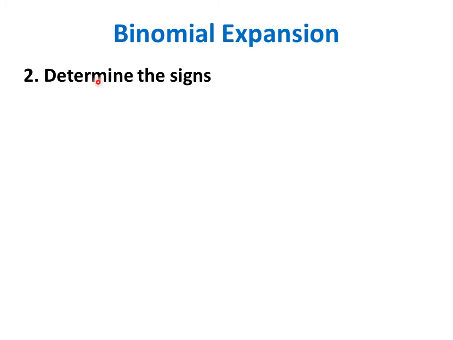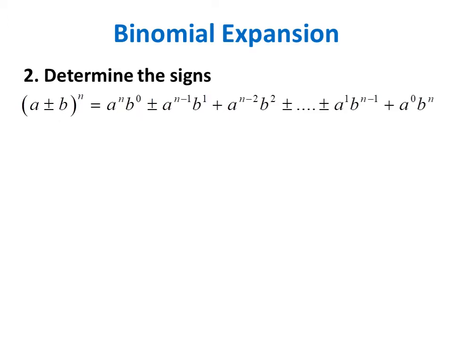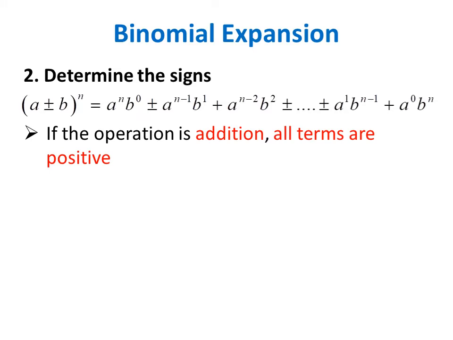The next step in binomial expansion is to determine the signs of the terms. For example, we have the binomial a plus or minus b raised to the given exponent n. There are two cases. The first one is if the operation in the given binomial is addition, all terms in the expansion are positive. So if this is a plus b, then we have this term plus second term plus third term and so on, plus second to the last term and plus the last term.